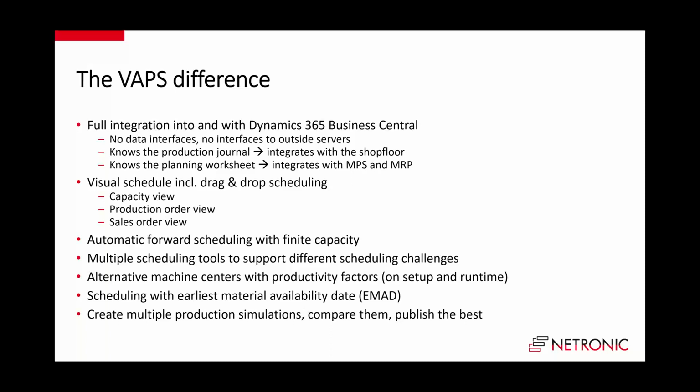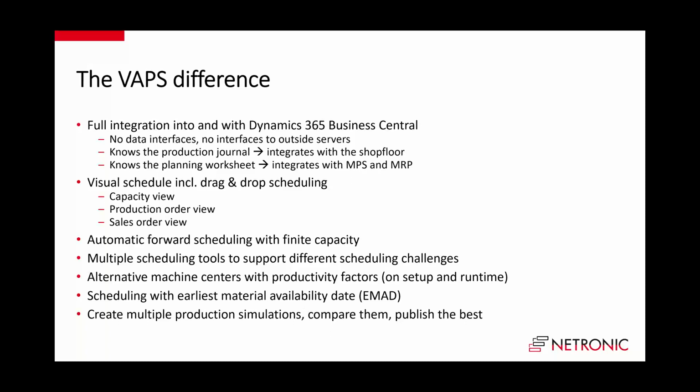And we integrate with Business Central. So of course we integrate with production orders, right? We work with the Business Central production orders, but the VAPS also knows the production journal, so it integrates with the shop floor, and the VAPS also knows the planning worksheet, so it integrates with MPS and MRP, so that in an ideal case, you have an integrated solution with shop floor data, a machine and production order sequence schedule, and then you have MPS and MRP from the planning worksheet.